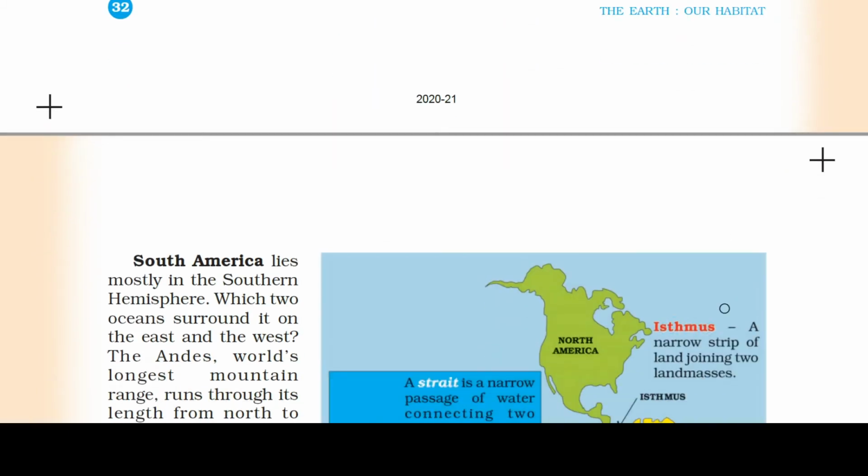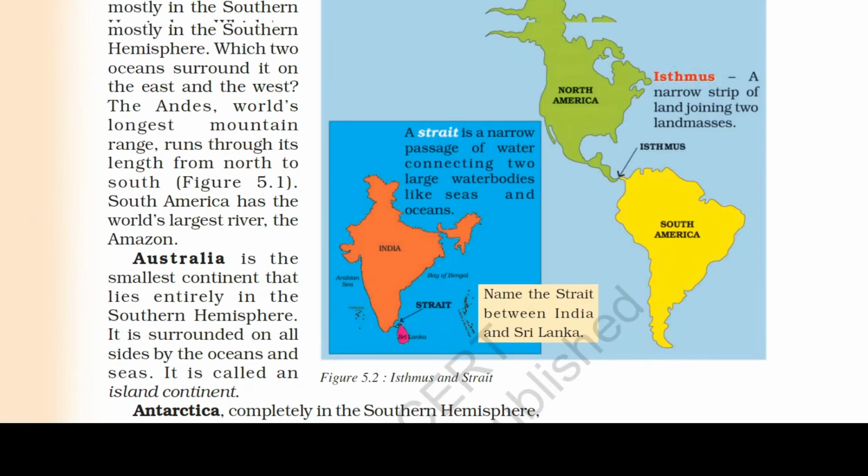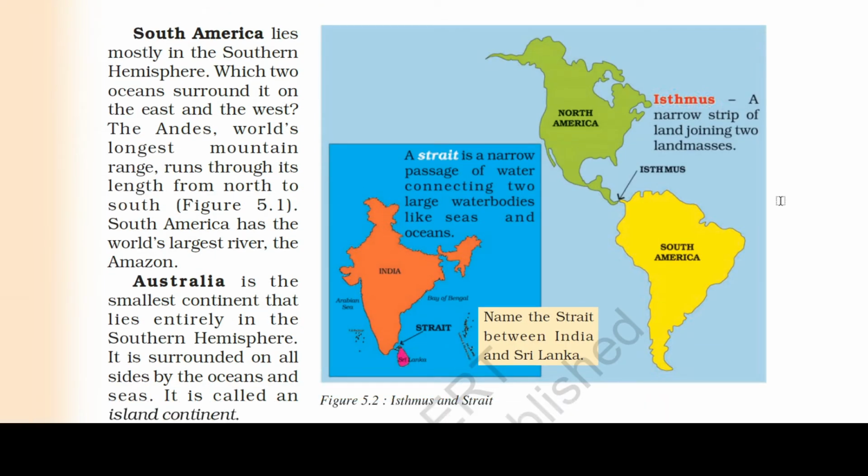Then we will discuss South America. You can see the picture here. North America and South America are connected through a narrow strip of land, and that is known as an isthmus.